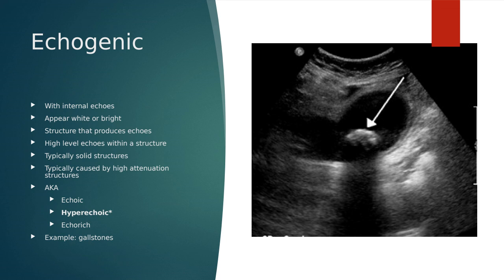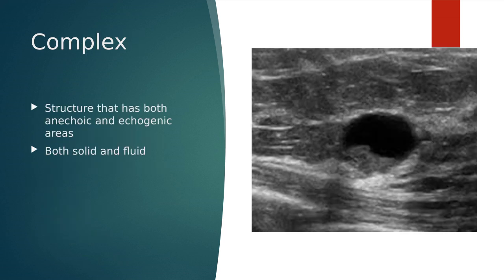Our example on this slide is going to be a gallstone. So gallstones are very hyperechoic. They produce very bright white images, and they are very high attenuating structures.